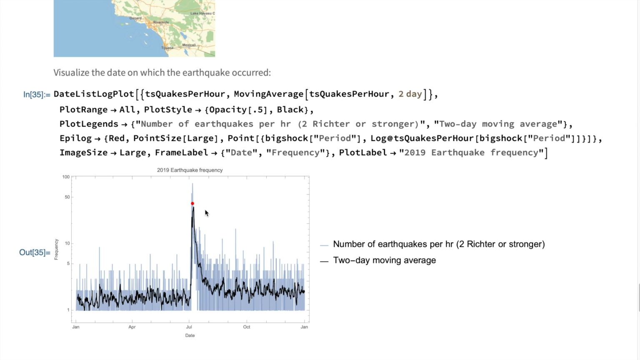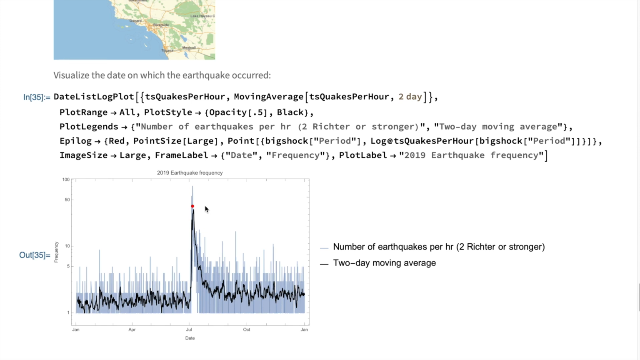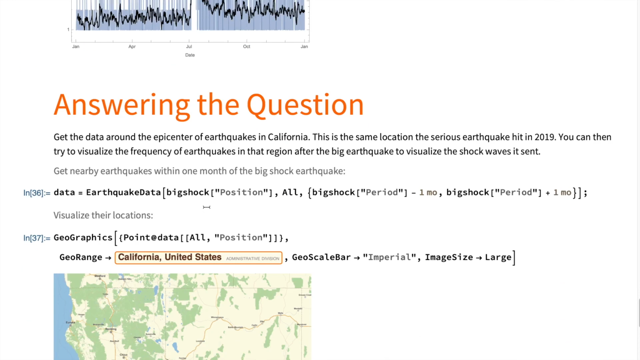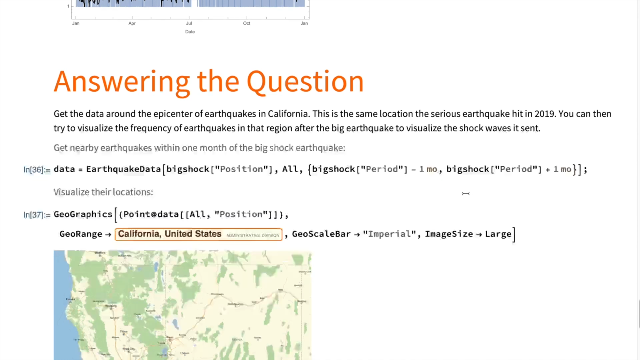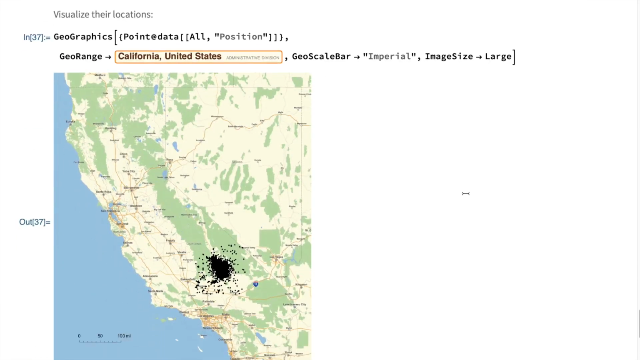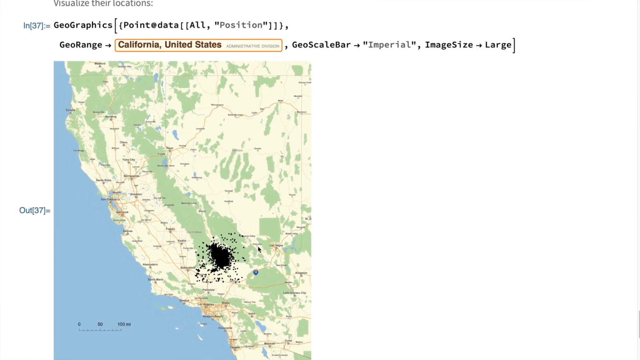Let's see how this big earthquake affected the area around it. I will first generate my data by taking the EarthquakeData function, indicating the position I want to consider is that of my big earthquake, and that I want all earthquakes within 1 month of the date of my big earthquake. I can visualize this using the GeoGraphics function, and it looks like there are hundreds of earthquakes nearby.